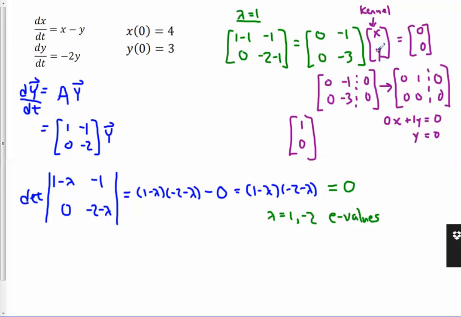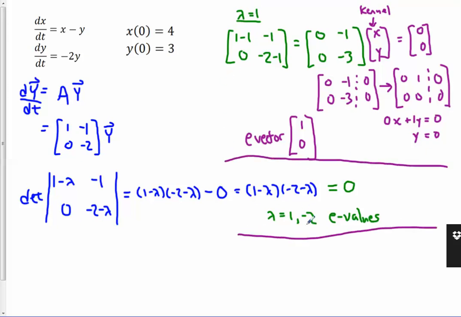2, 0 works, 3, 0 works, anything, 0 works. And that's the way these eigenvectors work. You won't just get one necessarily; you get all multiples of one vector. Now we only need one of them. We can just call it 1, 0. So that's the eigenvector that goes with the eigenvalue of 1.